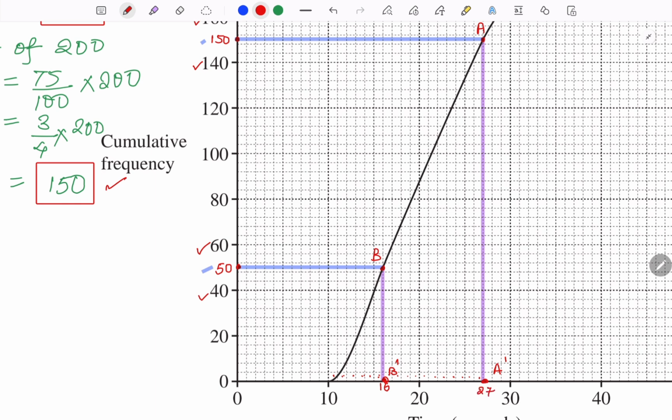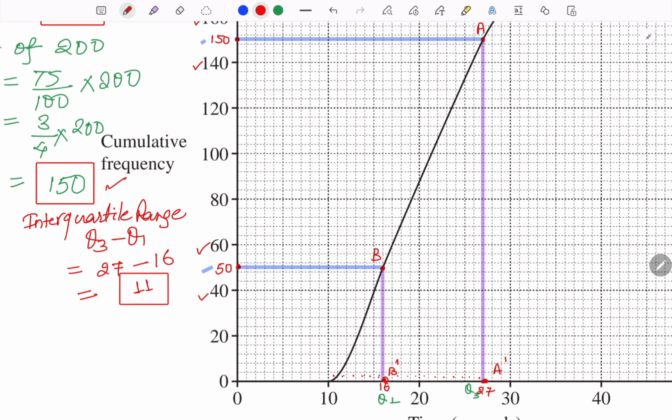So this one right here is what we call the first quartile, Q1, and this one is the third quartile, Q3. The interquartile range that we need to find is given by Q3 minus Q1. So you have Q3 as 27, you have Q1 as 16. When you subtract these values, you will get 11. So 11 is our answer for this question.